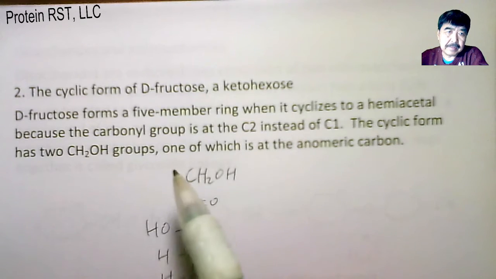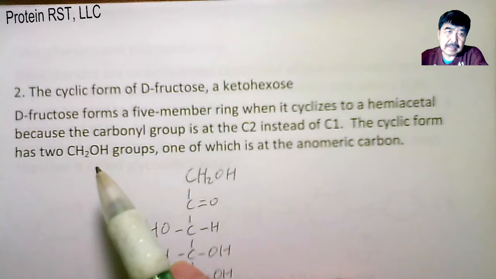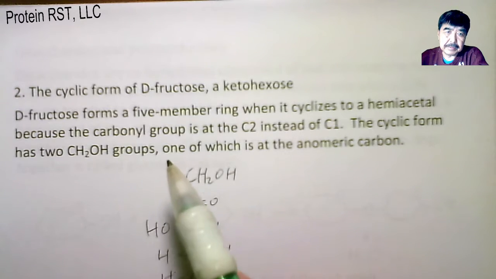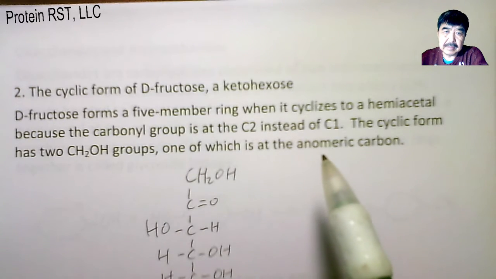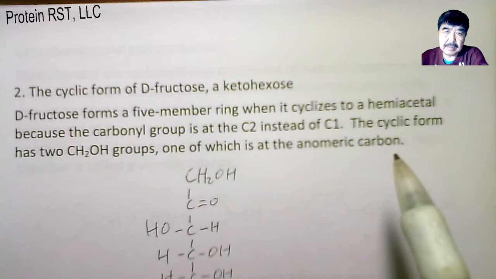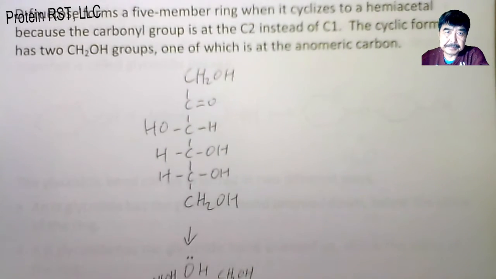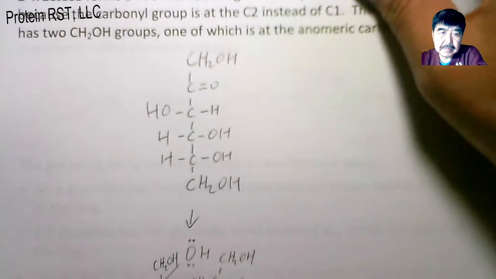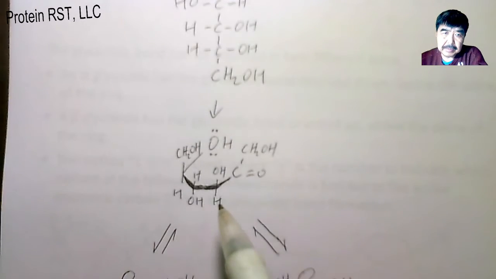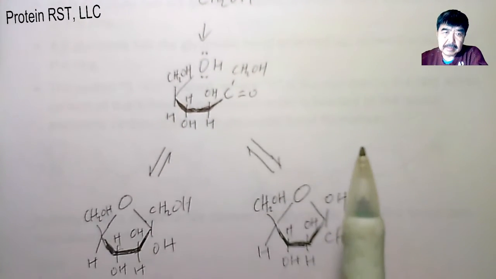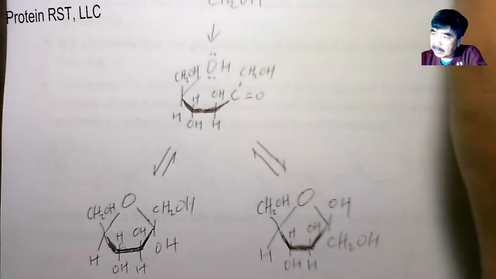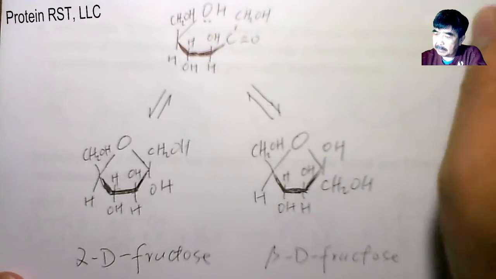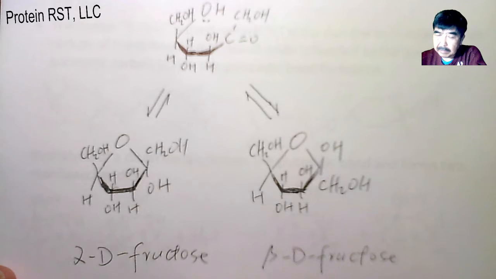The cyclic form has 2 hydroxymethyl groups, one of which is at the anomeric carbon. This is the fructose. This is the rearranged fructose. And you can see they cyclized. They form 2 forms. One is called D-fructose. One is called alpha D-fructose. Another one is called beta D-fructose.